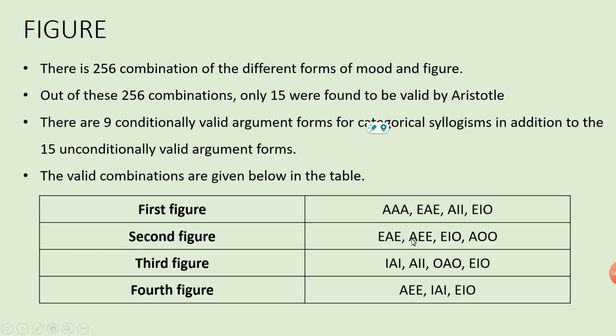So these are the total 15 combinations. These are the 15 valid arguments, but there are totally 256 arguments. Any statement or argument could be formed in any manner and could fall under any mood or figure. So we have to first identify the mood, then we have to identify the figure.